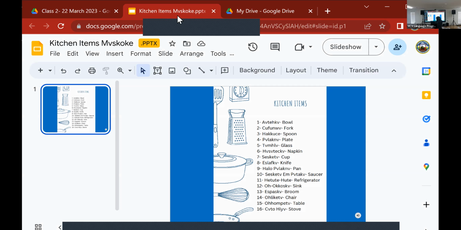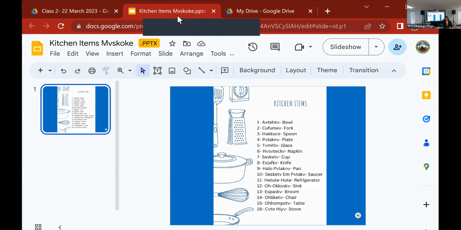There we go. Kitchen items. You should have it on your paperwork, your kitchen items. And I'm trying to make it, like I said, as easy as possible for you guys. So I'm putting it on PowerPoint, and I also have the first speaker speaking it. So if you forget how things are pronounced, you can always go to the Google Drive and listen to it. So we put the PowerPoint on.